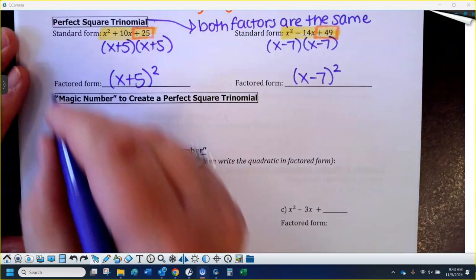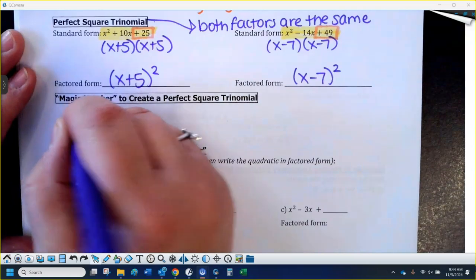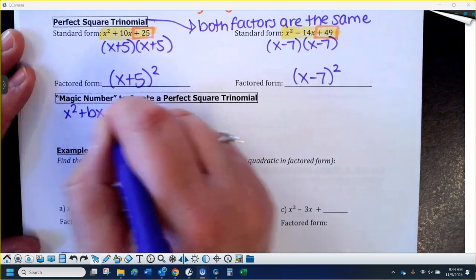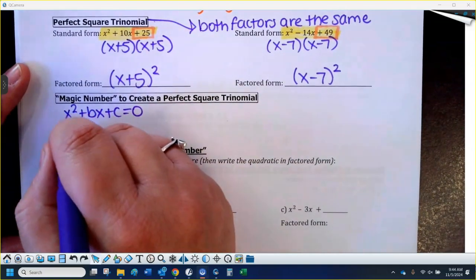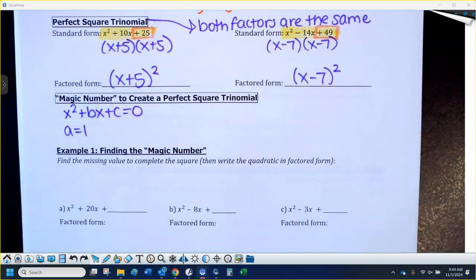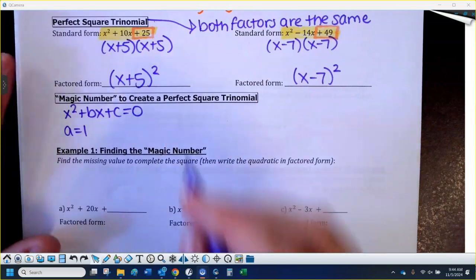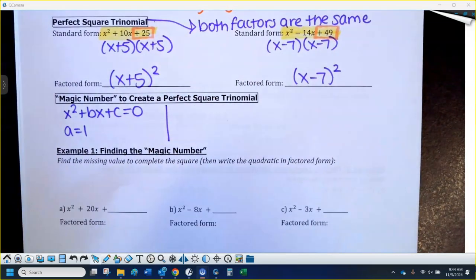So here's how you do this. It has to be in this format: x squared plus bx plus c equals 0. The a value, if you're going to do the process we're going to work on today, has to be 1. It cannot have a number in front of it. I am not going to give you any problems today that have a number in front of the x squared. We'll actually work on that a little bit more tomorrow. So all the questions should be of this format today.